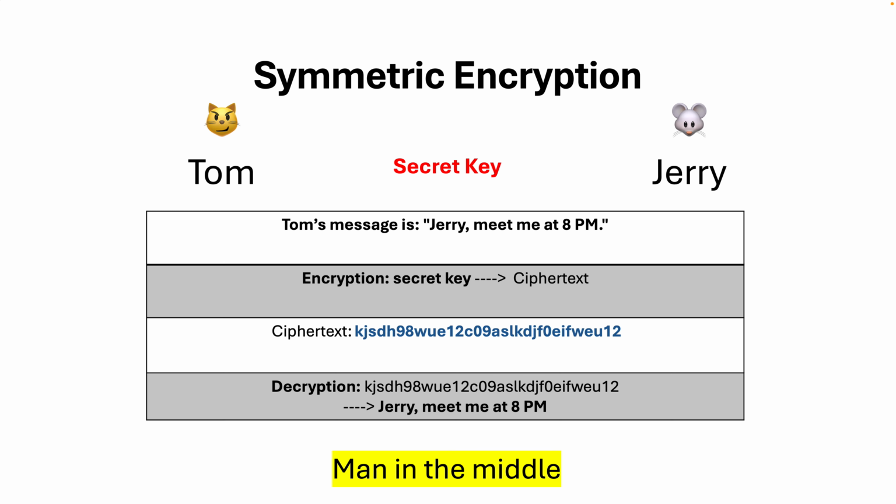This is exactly what a man-in-the-middle attack looks like. A hacker secretly intercepts the communication, grabs the key, and silently reads or even changes the message without either side knowing. This is why we use asymmetrical encryption. Asymmetrical encryption allows Tom and Jerry to securely exchange a shared secret, even if someone is watching the network, without ever directly sending the key.